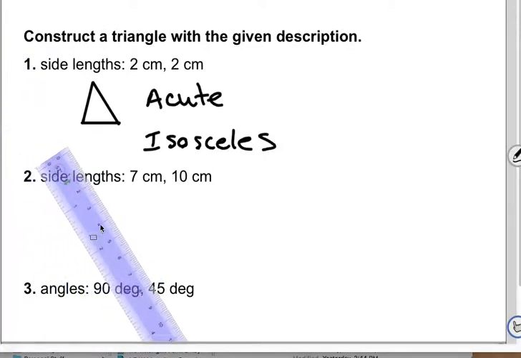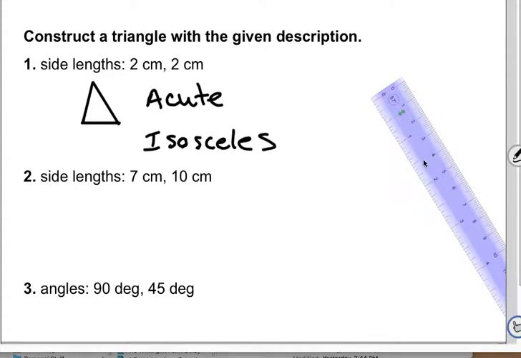Okay, what about the second one? Side lengths of 7 centimeters and 10 centimeters. And we're looking at centimeters. Yeah, it won't fit on the little square, but it will fit in the other space that I gave you. Okay? So one line or one side has to equal 7 centimeters. One side has to equal 10 centimeters. Those are the two requirements.